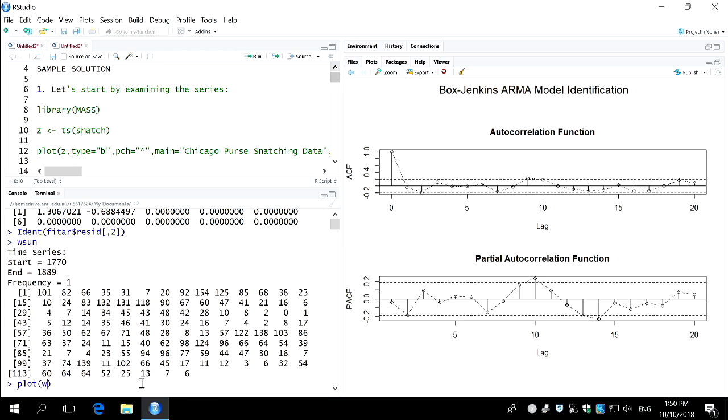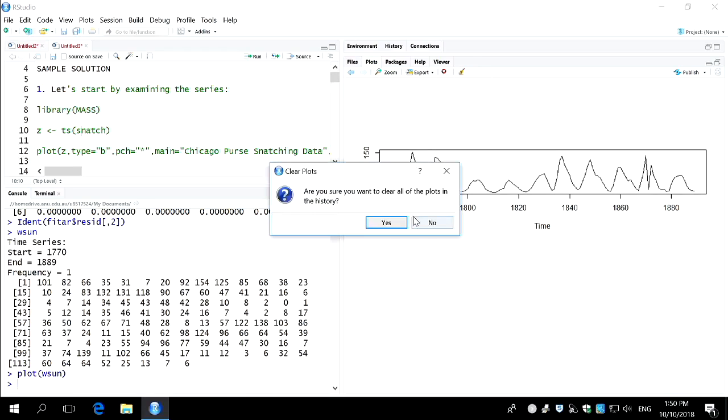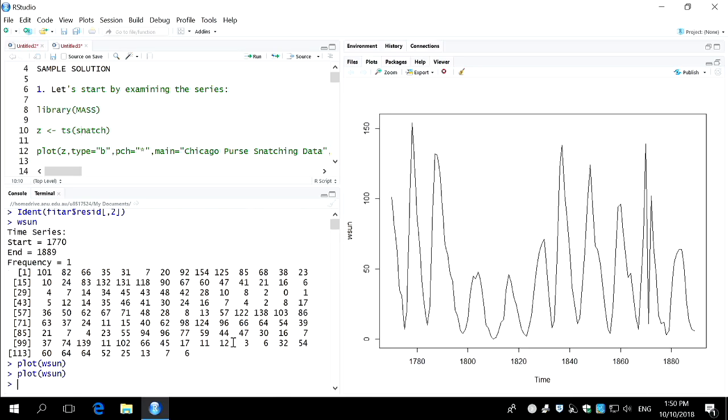Plot. The W. Oh, I hate R. There we go. Get rid of that. Try again. There's the sunspot data.